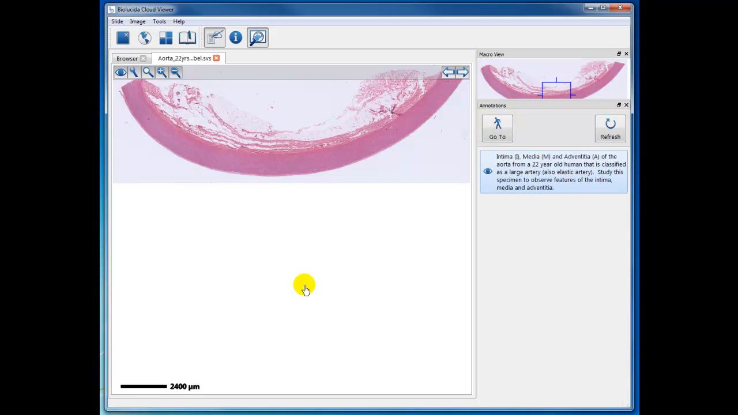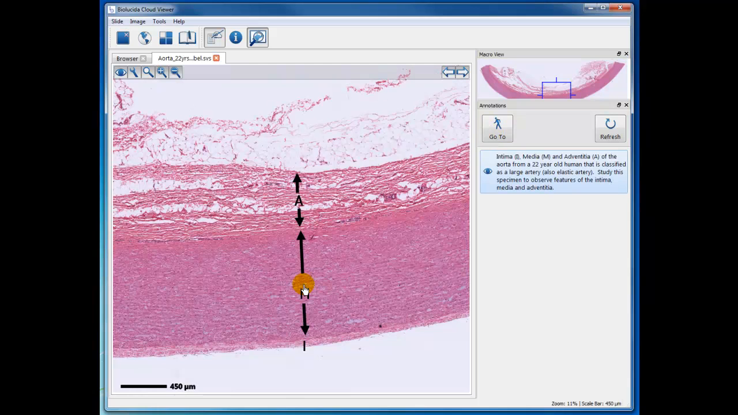And when you look at the aorta, again, this is a 3-layered hollow organ. And throughout the cardiovascular system, all the blood vessels, the 3 layers are intima, that's what the I stands for there, and the media, that's what the M stands for, and adventitia, that's what the A stands for.